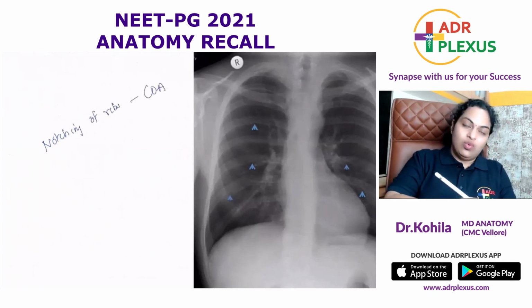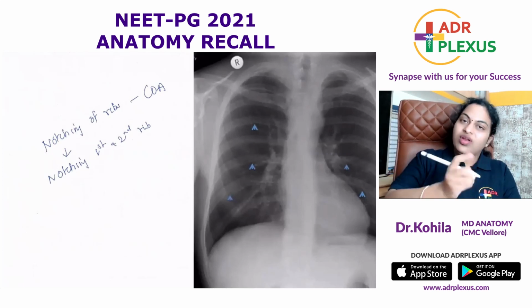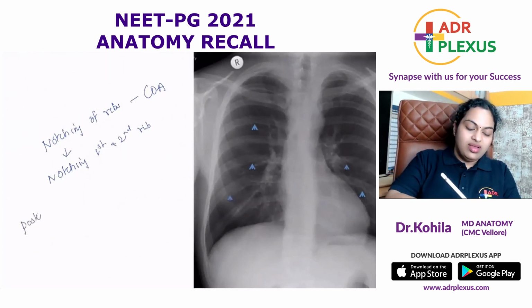Now I'm going to ask you something. There is not going to be any notching in the first and second rib. Can you tell me why? Yes, because what did I tell you? The posterior intercostal arteries normally arise from the descending aorta, except the first two spaces.